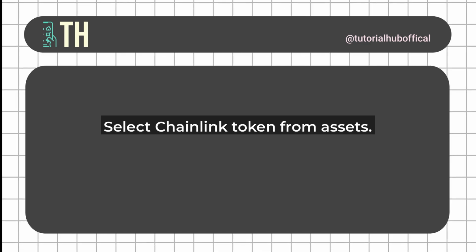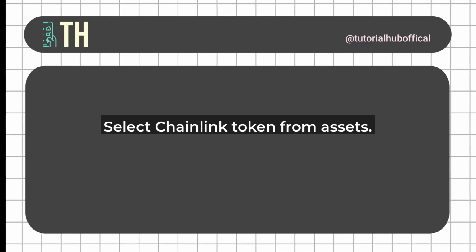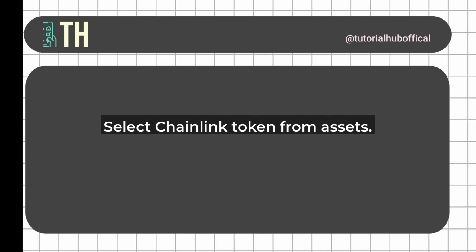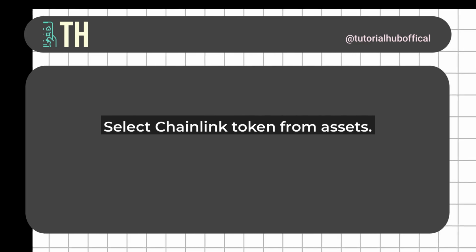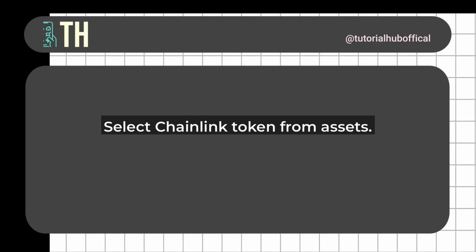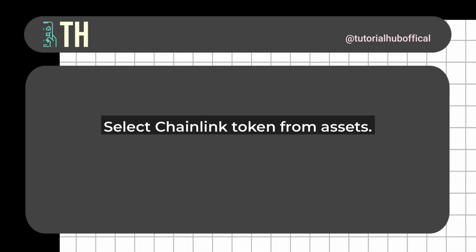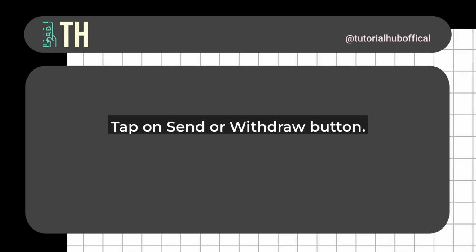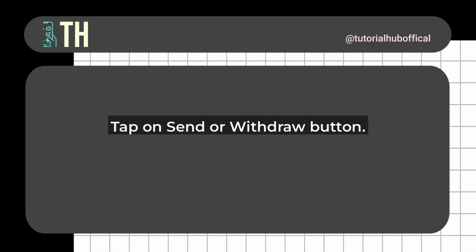First off, before we start, ensure you have the Trust Wallet app installed on your device and that you own some Chainlink tokens. You'll also need your Crypto.com wallet address handy. Double-check it to avoid any slip-ups. Remember, crypto transactions are irreversible, so accuracy is key.